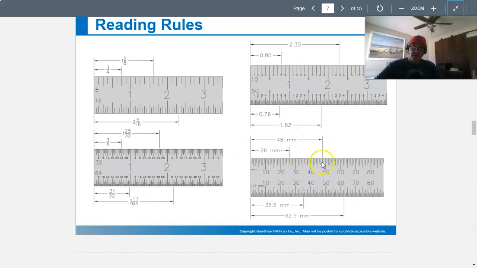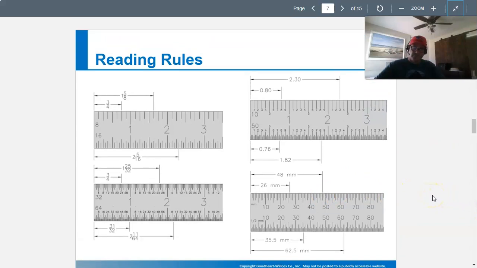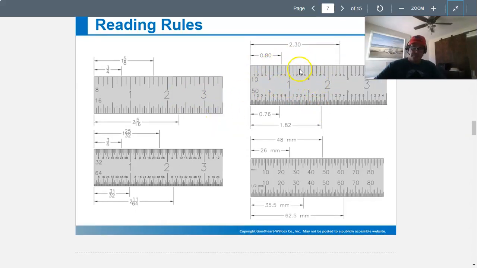And then on this side, this isn't metric. This one is tenths of an inch. So this is still an inch rule. That might be a little bit confusing. But this is the scale you will probably use more as you get into manufacturing and engineering. To me, this is easier to read.